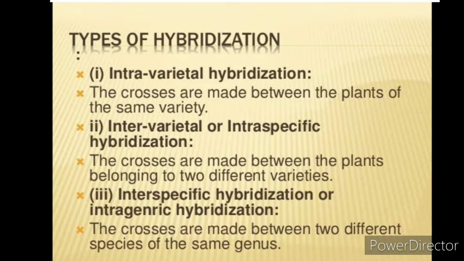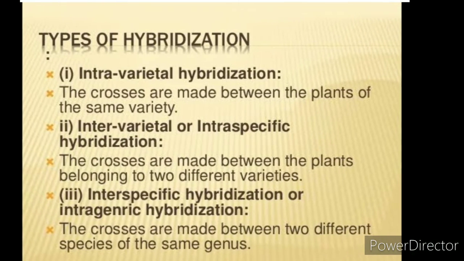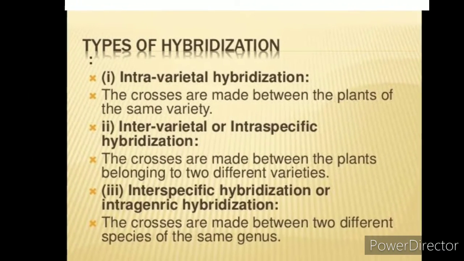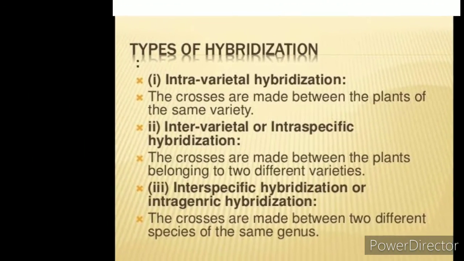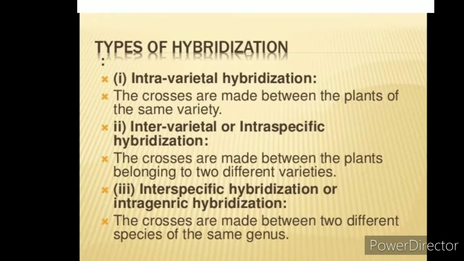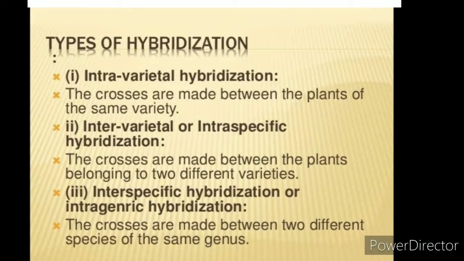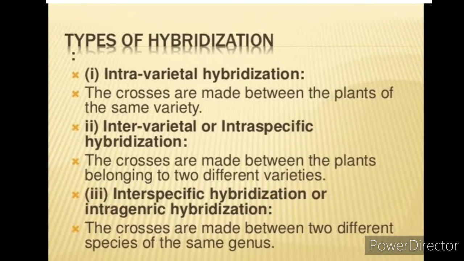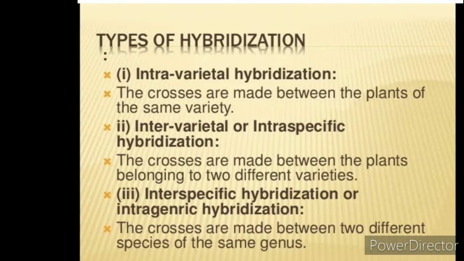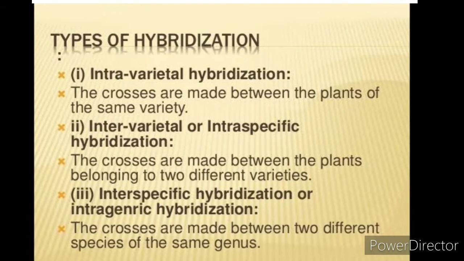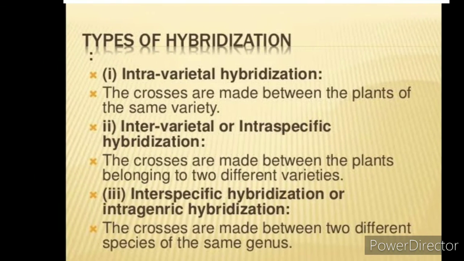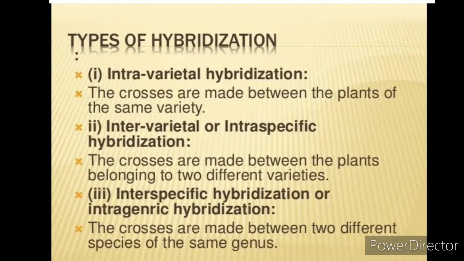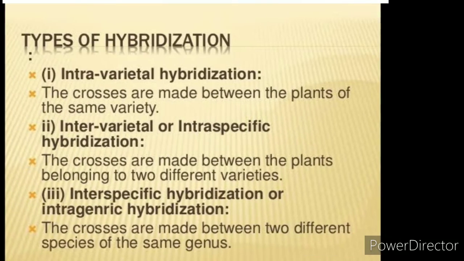According to the relationship between plants, the hybridization is divided into 4 types. They are intravarietal hybridization, intervarietal hybridization, interspecific hybridization and intergeneric hybridization. What do you mean by intravarietal hybridization? The cross between the plants of same variety. Such crosses are useful only in self-pollinated crops.